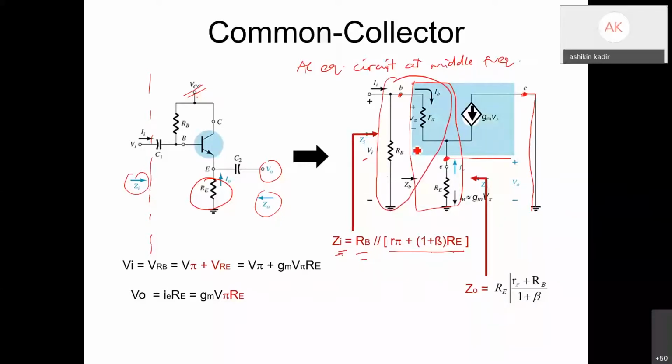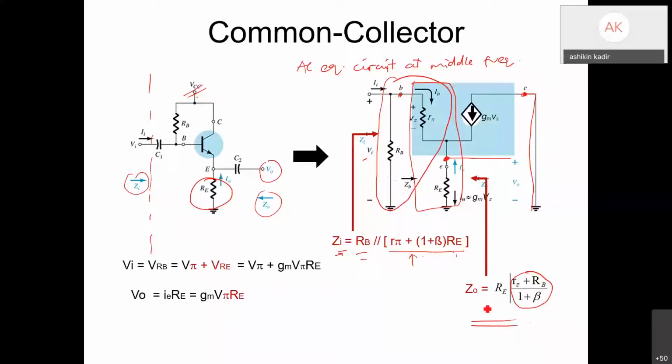You know your Z out must be RE, but RE is connected in parallel with R pi and RB. So how much is these two values? Okay, actually for these two values we also need to do a derivation. For the derivation, I will include it in the video, so we save time for this tutorial class. Right, so the value would be RE parallel with (R pi plus RB) divided by (1 plus beta). So this derivation is longer compared to the series resistors. So here your Zi and Z out are totally different equations.